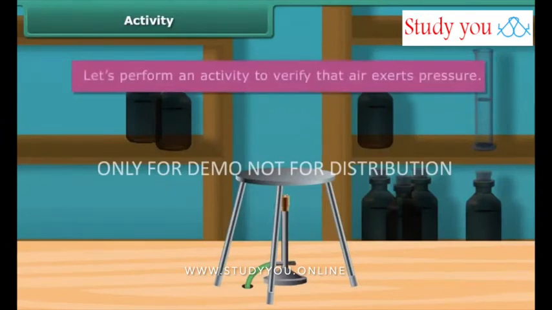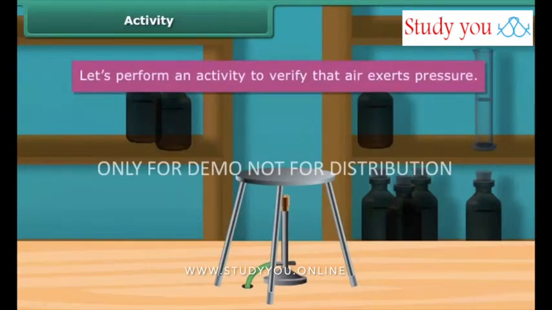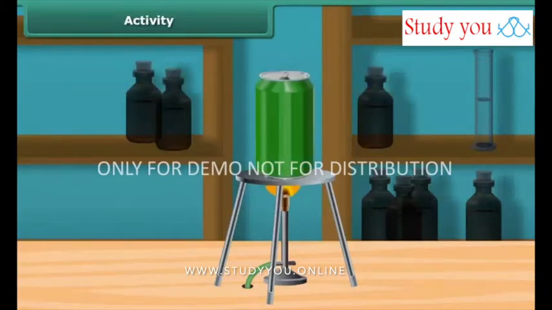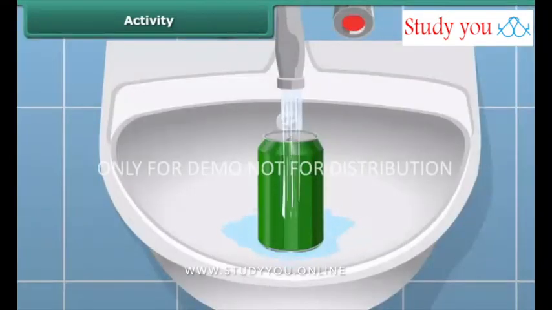Activity. Let's perform an activity to verify that air exerts pressure. Take a tin can filled with half water and heat it on a burner. After the water starts boiling, blow out the burner and immediately put the lid on the can. Then put that can carefully in a wash basin and pour water over it. What do you observe? The shape of the can gets distorted.